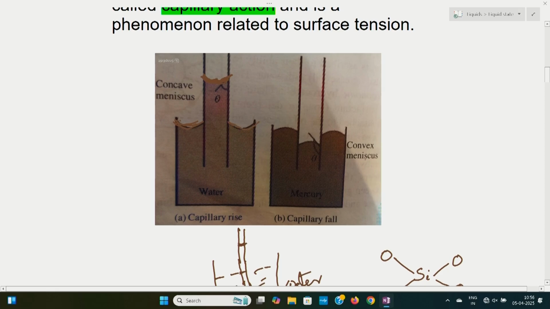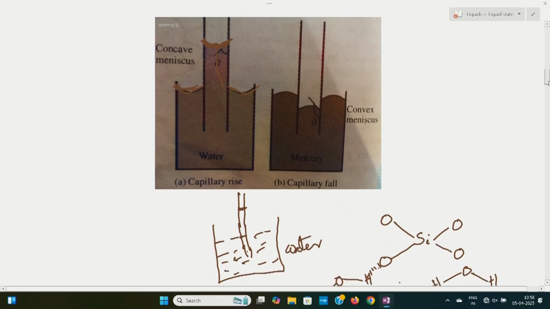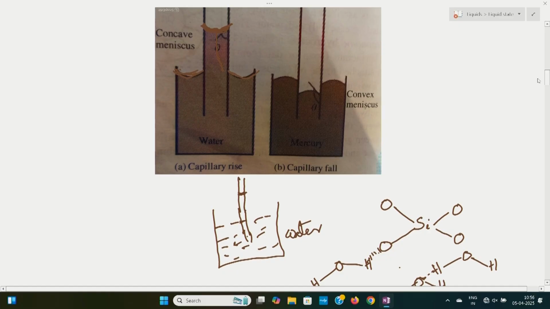The concave meniscus means the edges will be upward and at the center it will be downwards. That is concave meniscus. Okay. Then we have a contact angle here at the concave meniscus. This angle is called the contact angle. This angle is theta. This is less than 90 degrees. This is about the capillary action when water is in contact with the glass.